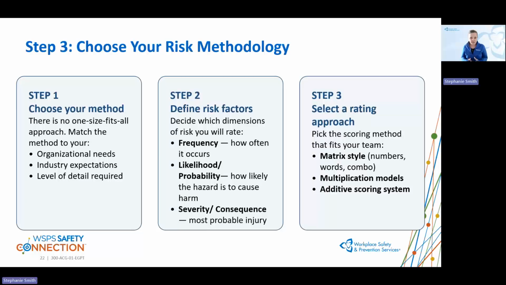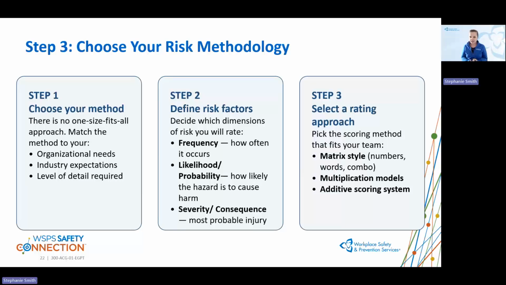Then you want to define your risk factors. So I know that was one of the things brought up earlier was, well, what risk factors do I use? And again, there's a lot of them out there. So you can decide which dimensions of risk you'll rate based on what you need. So you could be looking at frequency. How often is a task done? How often are workers exposed to that hazard? Likelihood and probability. In some matrices, they are two different functions, and in some, they are almost the same.